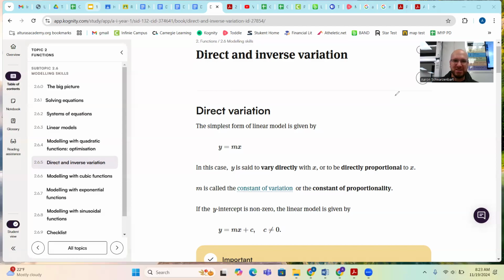So this is the last thing. This is direct and inverse variation. Direct variation looks like this. The two variables I'm going between are y and x, and m is an unknown constant. Usually most books label it k, x. Doesn't really matter. But this is called the constant of proportionality.